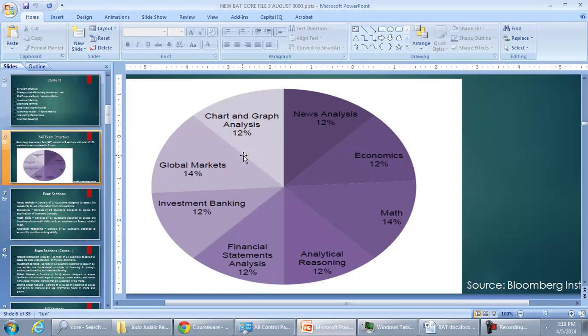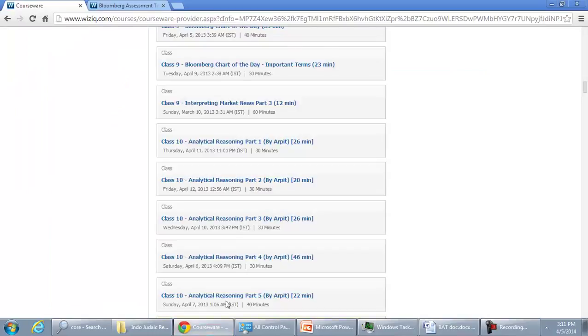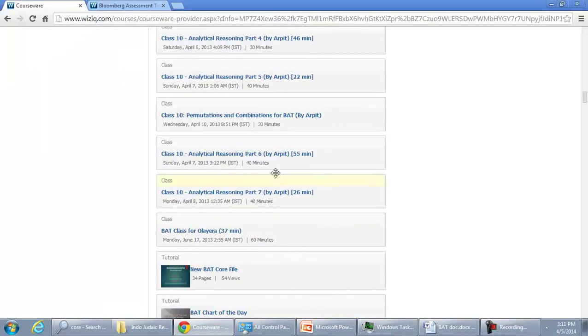The chart of the day would actually involve a lot of other things, but in the meantime we'll also talk about how markets are behaving. So the chart of the day would be mostly based on news and investment decisions. So the chart of the day here is like global markets at 24%. So here on the courseware we have got the chart of the day.